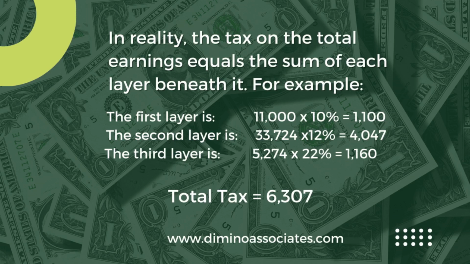The real way, in reality, is that the tax on the total earnings equals the sum of each layer beneath it. As an example, the first layer, if you can remember that cake that I showed you, was 0 to 11,000. So that 11,000 is taxed at 10%. That's 1,100 bucks. And moving up one layer, the second layer, it's 33,724 times that second tax bracket rate, 12%. And then the third layer, which goes all the way up to his last dollar in earnings, comes out to 5,274 times the 22%, which is 1,160.